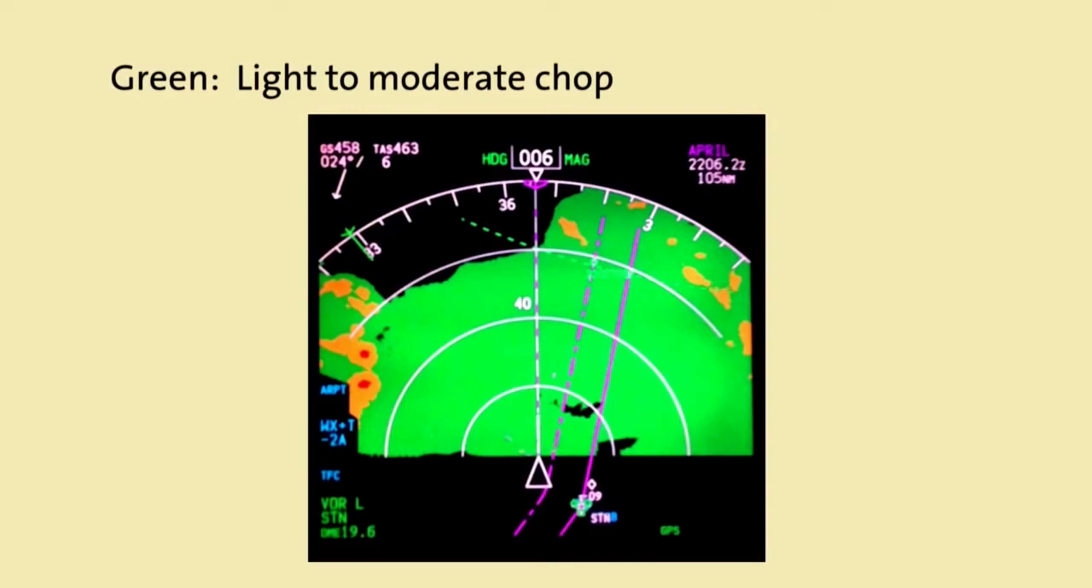First, let's consider low-altitude operations. There are many times where the color green is not a threat and indicates at most light to moderate chop. For instance, consider this picture where the entire display is green. At lower altitudes, this occurs during stratiform rain conditions, and little to no turbulence is present.